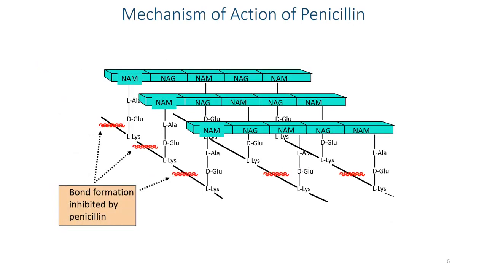Before I go any further, I would like to make a disclaimer here that some of the diagrams in this presentation have been taken from the internet, and I give due credit to the professionals who have prepared these. Now, here in this diagram, you can see the peptidoglycan structure consisting of the alternating NAM and NAG units with the peptide side chains. You can also see where the penicillins inhibit the cross-linking.